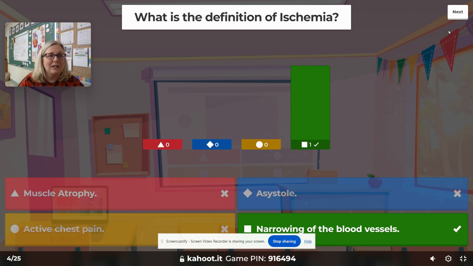Okay, active chest pain is angina. Muscle atrophy is the shrinking of muscles, and asystole actually stands for when the heart stops beating. We have no more electrical conduction going to the heart. That's what asystole stands for. A means the absence of. Systole refers to the systolic blood pressure. So if you have the absence of systolic blood pressure, it's not beating. Okay, that's what that means. So ischemia is a narrowing of the blood vessels.